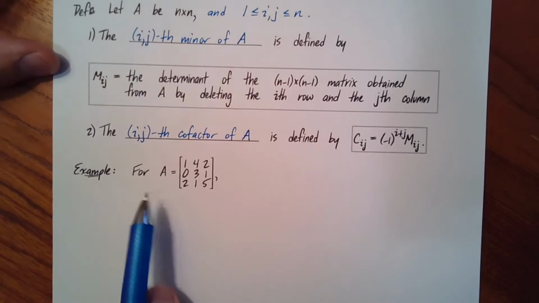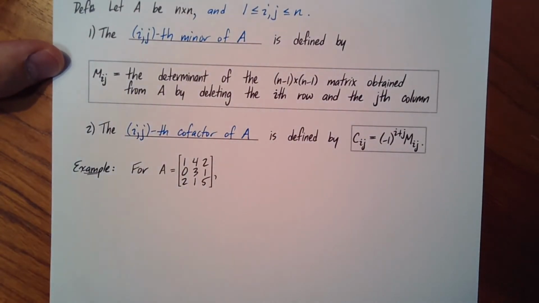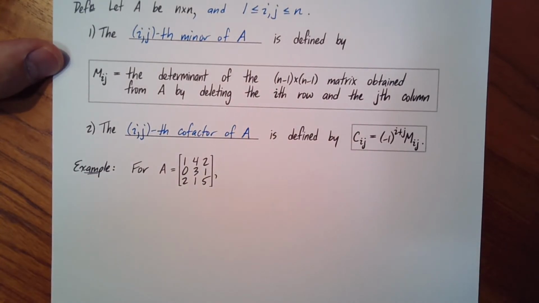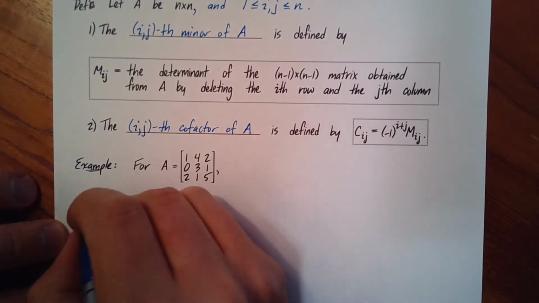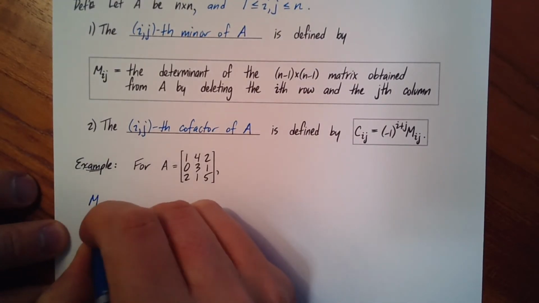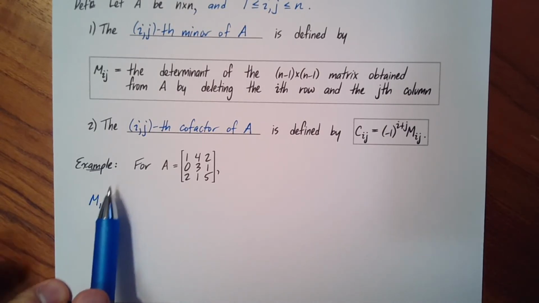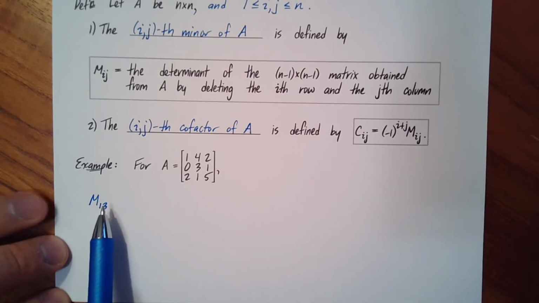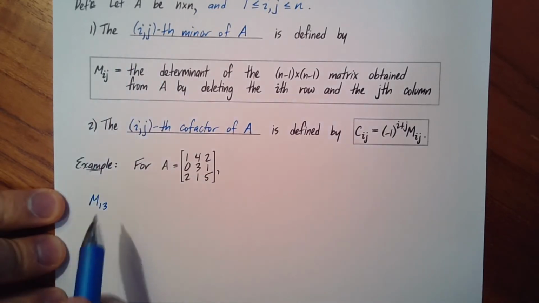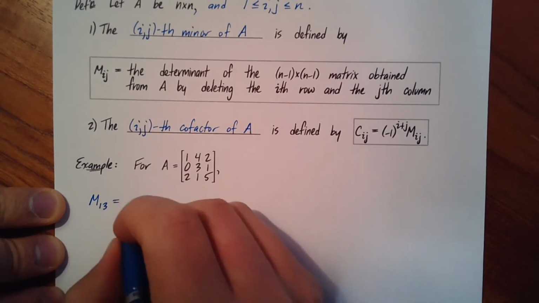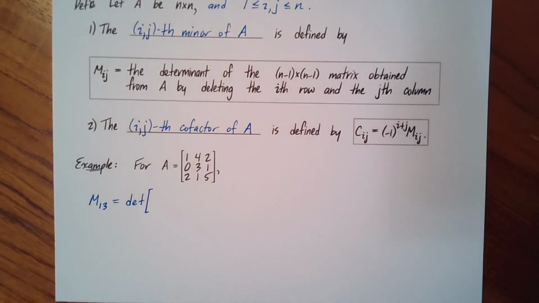So here's a 3 by 3 matrix. We've got this 3 by 3 matrix A. Let's write down a couple of minors and their corresponding cofactors. Let's start with the 1, 3 minor. I'll write down M1,3. That's going to be the ijth minor of A in the case where i is equal to 1 and j is equal to 3. So what we're going to do is take the determinant of a particular 2 by 2 matrix.